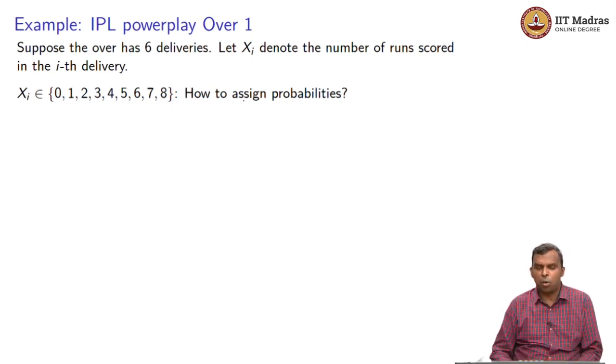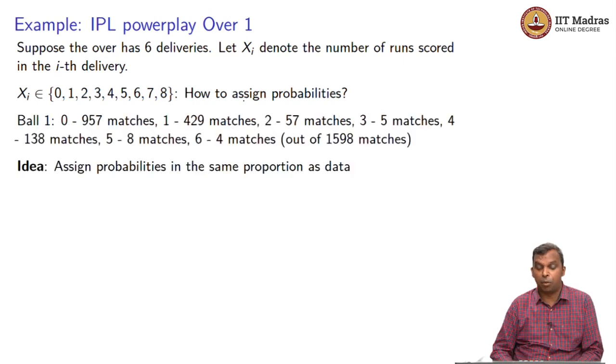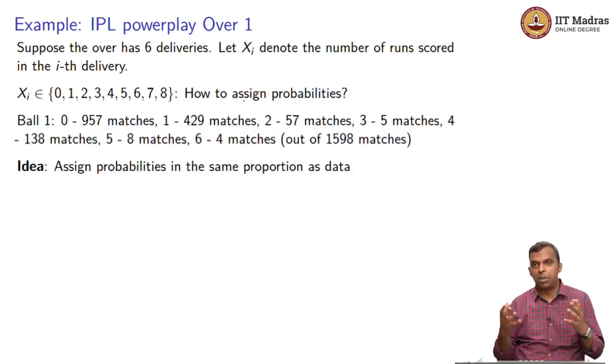But how do we assign probabilities? What is a meaningful way to assign probability? Traditionally, what people do, and this is probably not the best method, but it's a reasonable method, and it's not too bad.